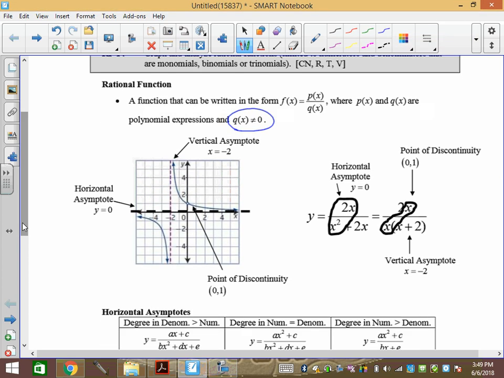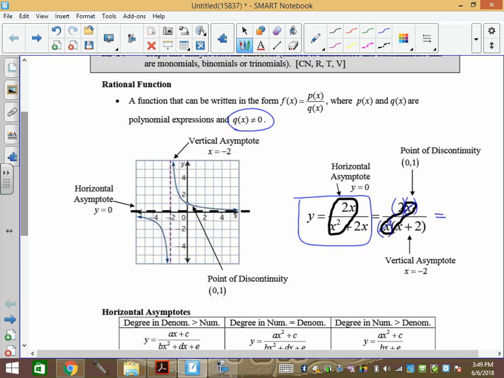So if we look at the following equation, y equals 2x over x squared plus 2x, we know that we have to factor our denominator. When we factor our denominator, we get an x and an x plus 2, and then a 2 times an x. If our x's cancel off, that's a point of discontinuity. Point of discontinuity at x equals 0.